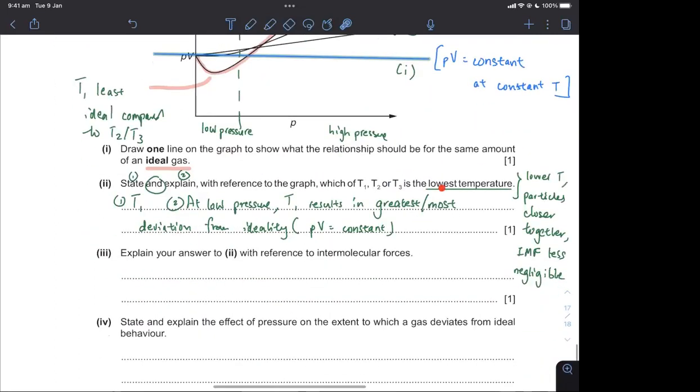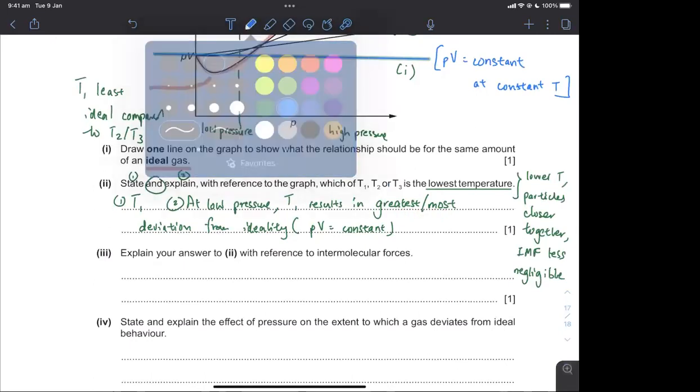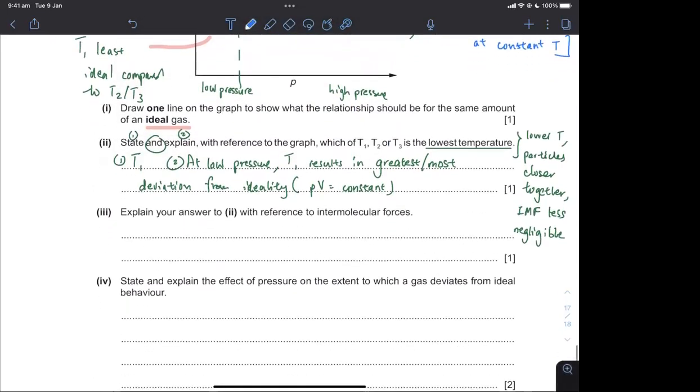So you say lowest, I have to use the correct superlative kind of English word to explain my idea clearly. Well, actually, state and explain your answer to 2 with reference to intermolecular force. So here I just say it deviates the most, but here I need to talk about what I just said. What did I just say? Well, the particles must be closer together in terms of particle theory.